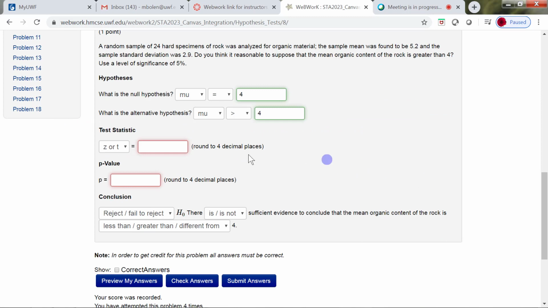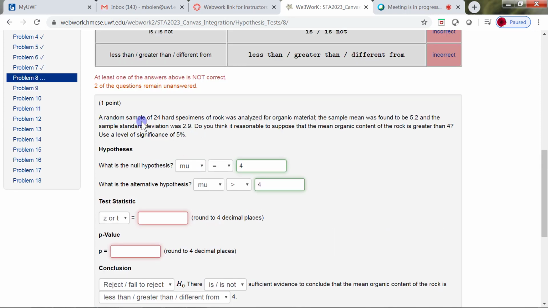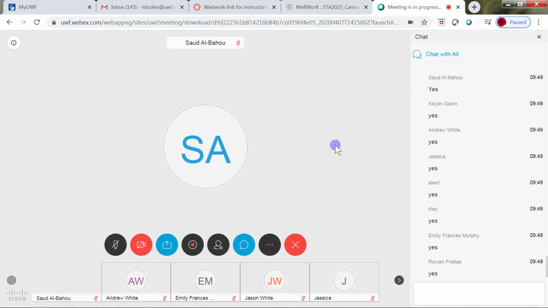Now it says, is the statistic a T or a Z? Well, let's go back up here again. A random sample of 24. The sample mean was 5.2 and the sample standard deviation was 2.9. So we have the sample standard deviation. So that tells us what, everybody? T or Z? Very good.